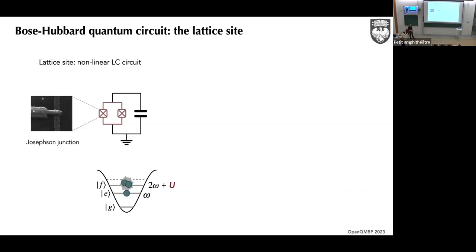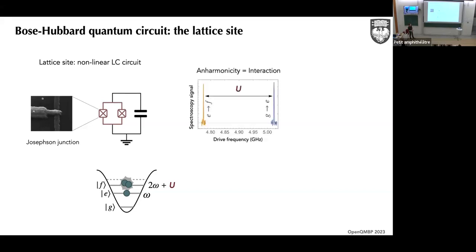Okay, so eventually what we want to make is some oscillator, a weakly anharmonic oscillator, where you need to pay some energy penalty to put an extra quanta into the system.